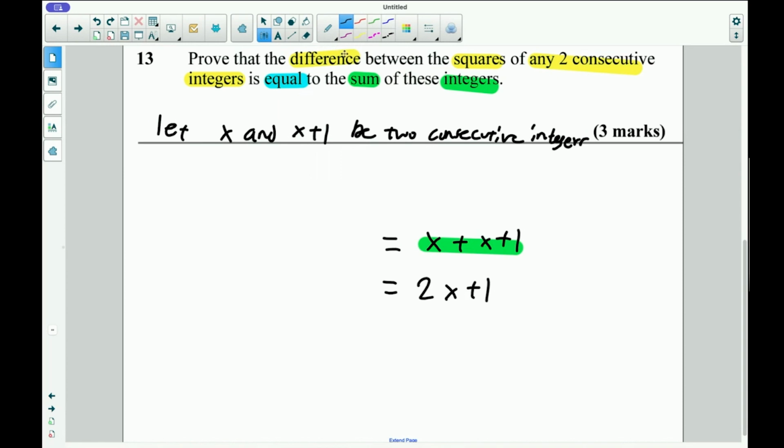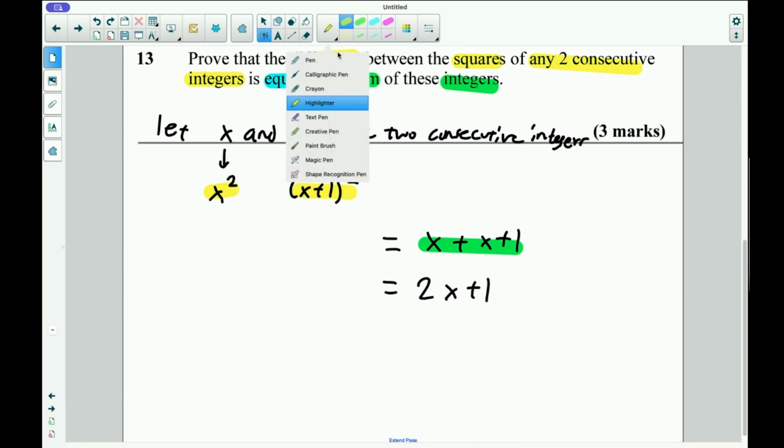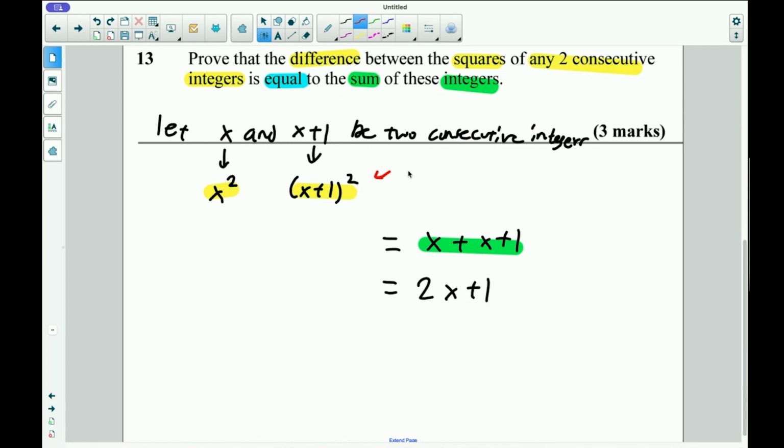And now we're going to look at the portion that's highlighted in the yellow. So the squares of any two consecutive integers. So now if we're looking at the squares, x squared and x plus 1 squared, these are the squares of those consecutive integers. Okay, so these are my squares of consecutive integers.